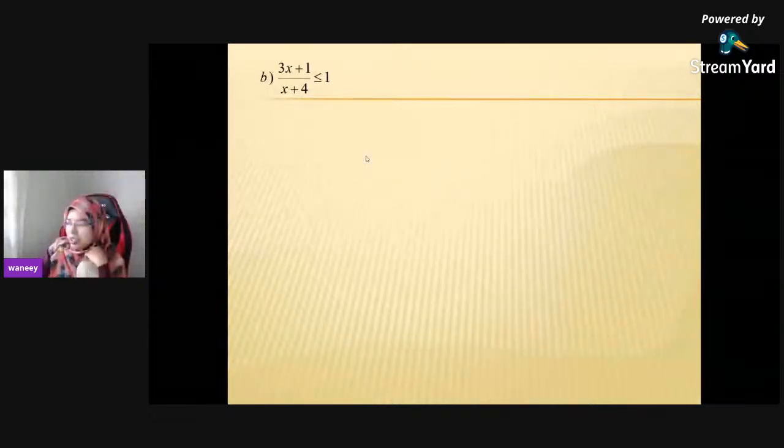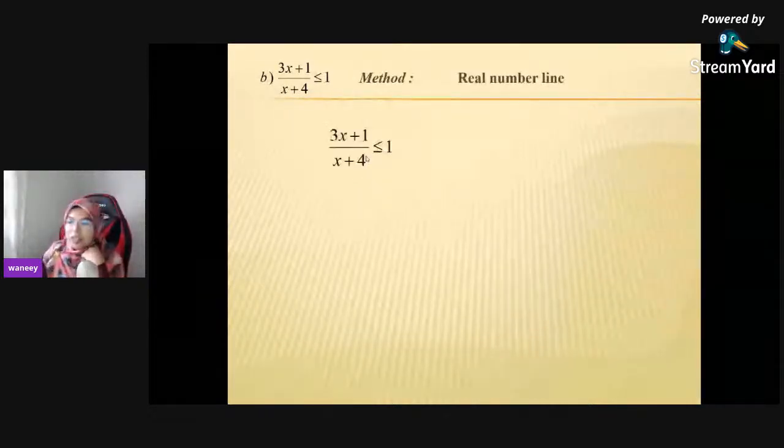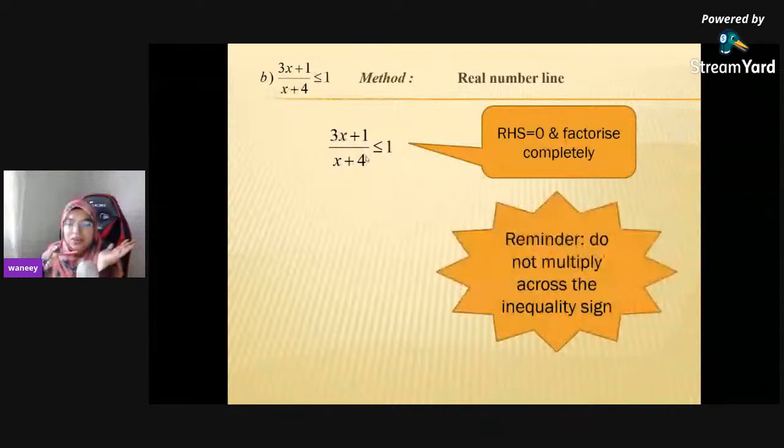Okay, so now what should we do now? We should bring the 1 to the left hand side. Okay, so now I give you one reminder. Do not multiply across the inequality sign. Pastikan jangan bawa denominator dekat sini pergi sebelah kanan lah. Never cross the inequality sign. You can cross the equal sign. Equal tak ada masalah, tapi bila kita ada simbol inequality, kita kena jaga betul-betul.